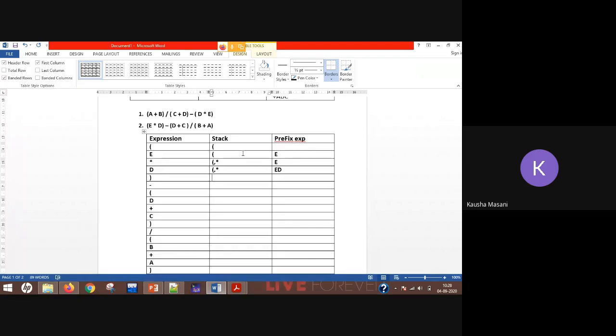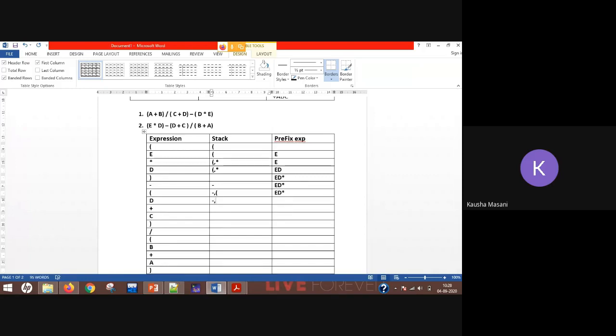The closing bracket. So I have to remove everything, right? So here what will it be? ED and star, correct? Then minus sign occurs, so it goes as it is, ED star here, minus and opening parenthesis, ED star as it is. Then wait, I did a mistake. No, it is correct. Okay.